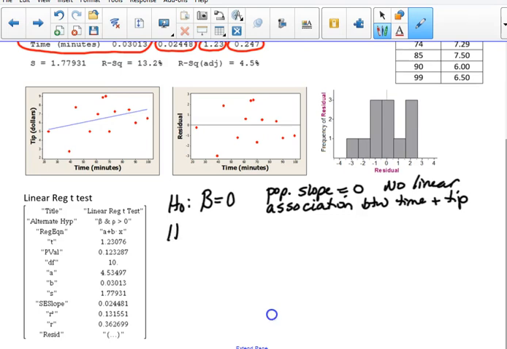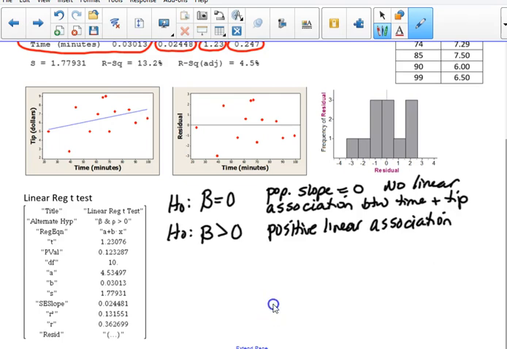Okay, now our alternate hypothesis is that there is a positive linear association. In other words, our slope is greater than 0. So a positive linear association between time and tip. And I'm not going to write that down, but there is a positive linear association.